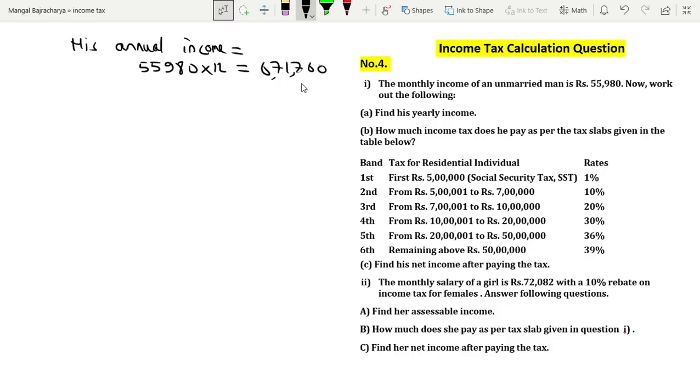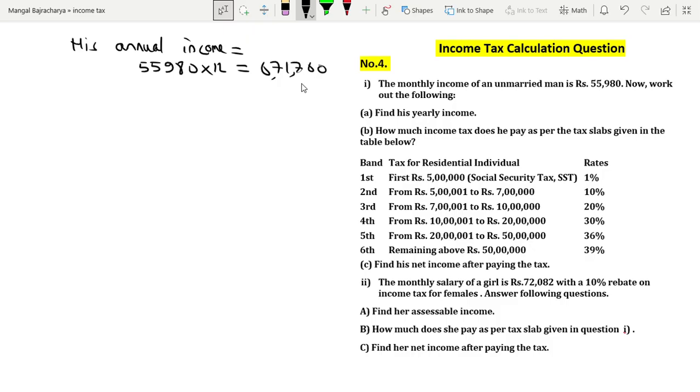Now what is it in B? How much income tax does he pay as per the tax slabs given in the table below? So here the tax slabs are given. The first slab or first band of the tax slab is for the first 5 lakh. It's 1%. It's called social security tax. And the second band from 5 lakh 1 to 7 lakh is 10%. And for the third band, 7 lakh to 10 lakh, that is 20%. So like that it's going on.